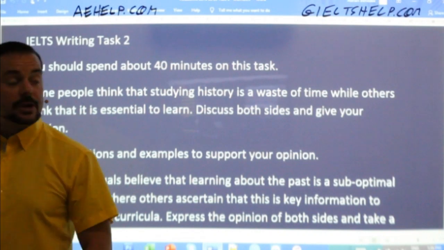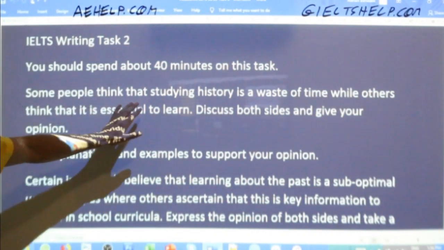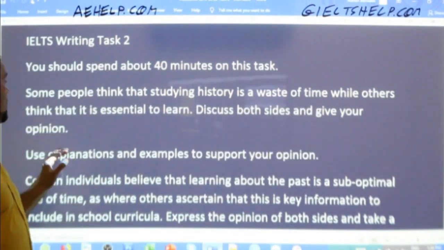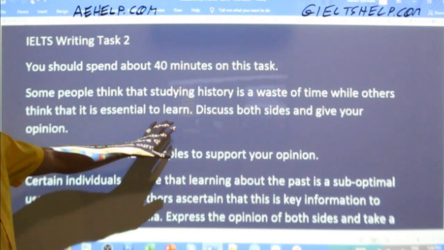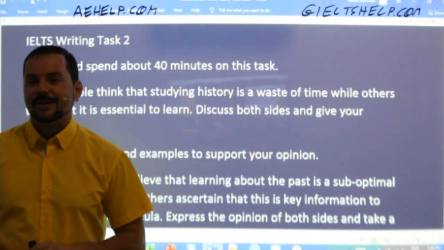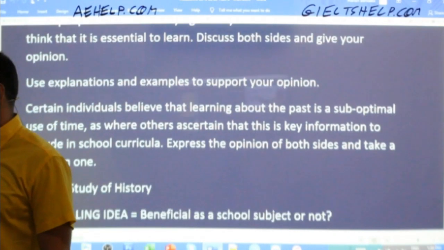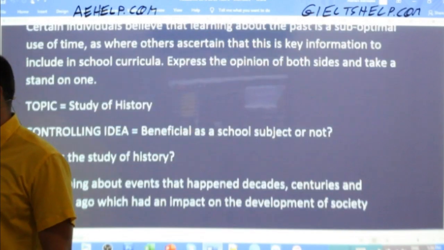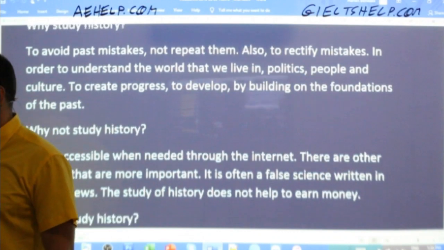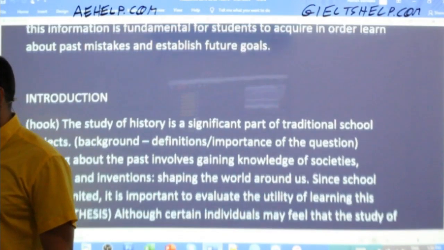Again, here's a quick review of the question. Some people think that studying history is a waste of time, while others think that it is essential to learn. Discuss both sides and give your opinion. Use explanations and examples to support your opinion. We discussed this in detail. We planned for it. Hopefully the members remember the ideas.